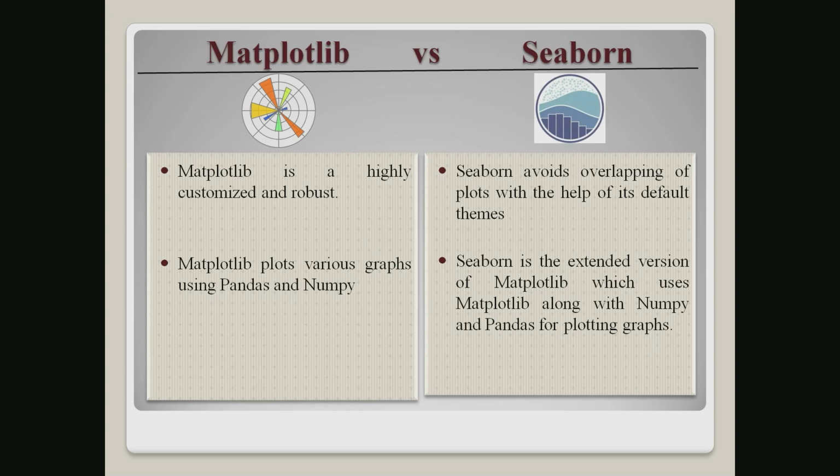Matplotlib is highly customized and robust, whereas Seaborn avoids overlapping of plots with the help of its default themes. Matplotlib plots various graphs using Pandas and NumPy, whereas Seaborn is the extended version of Matplotlib, which uses Matplotlib along with NumPy and Pandas for plotting graphs. Even though you are using the Seaborn library, you also have to import the Matplotlib library on top. Okay, thank you for this session.